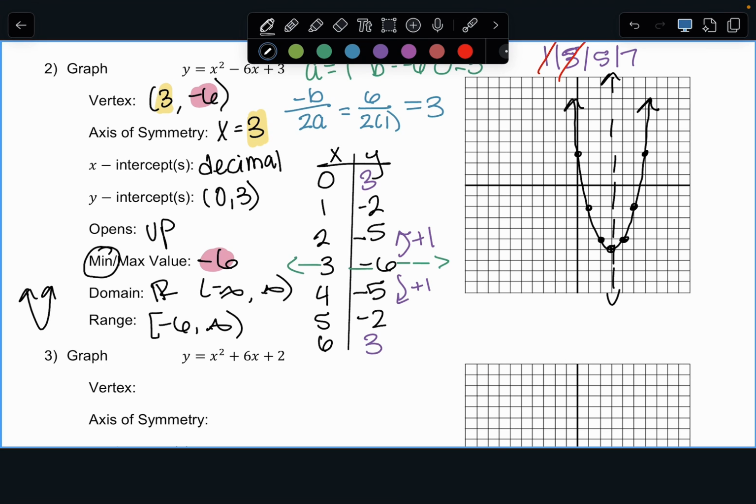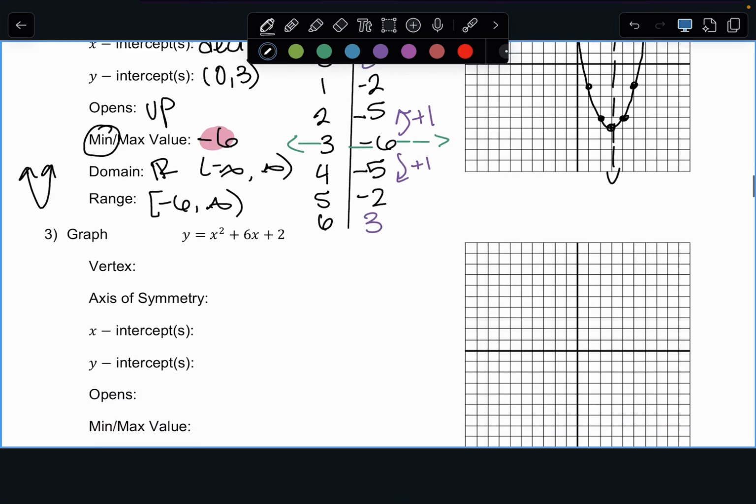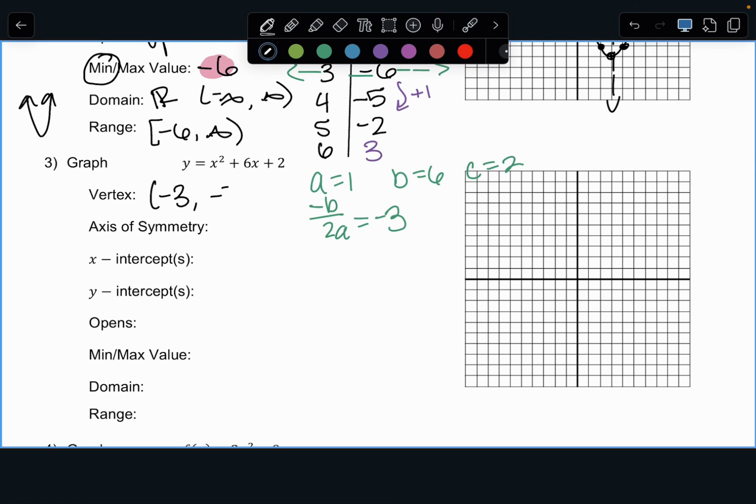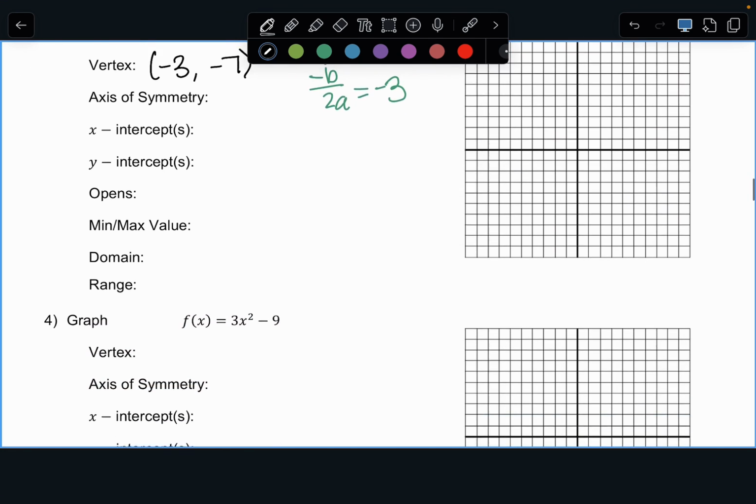Great. All right, let's do this one, number 3, together. First, A is 1, B is 6, C is 2. If you do negative B over 2A, you get negative 3. And if you plug that negative 3 in, you get negative 7. If you struggled to get negative 7, we gotta focus on our calculator skills, okay? Because on your test, it's gonna screw you up if you keep plugging things in and getting the wrong thing back. So just be careful when you go straight to your calculator.